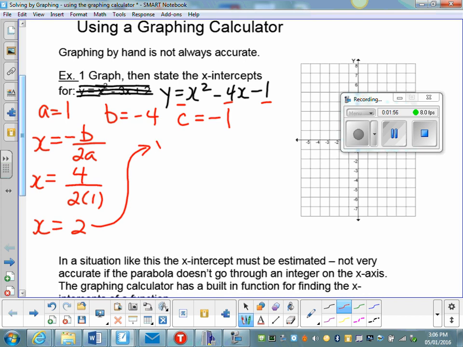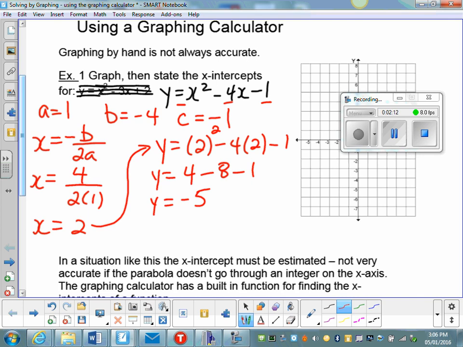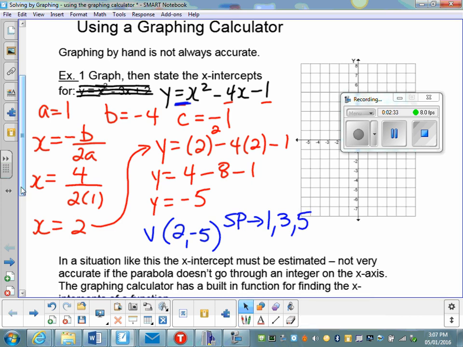Now I'm going to sub that into my equation. So when I sub that into the equation, I'll get 4 minus 8 minus 1. So I get y is equal to minus 5. So the vertex for this parabola is 2, negative 5. And if I look at the number in front of the x squared to figure out the step pattern, I realize that the step pattern is just the normal 1, 3, 5 step pattern.